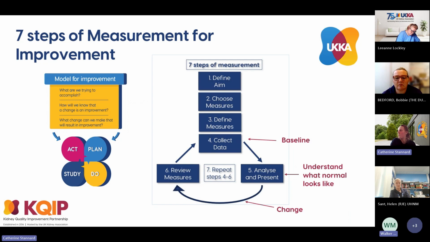So steps 4 and 5, the first time round, are what you call your baseline. And then by analysing and presenting that data over time, you understand what normal looks like. Then you make a change and you continue that cycle of measurement, see the impact by moving around the cycle again. So 4 and 5, the first time round, is understanding what normal looks like. Then you make the change and then you keep on the cycle.